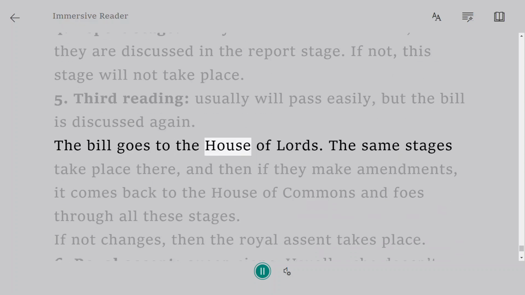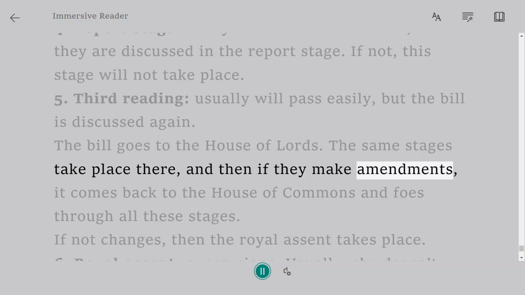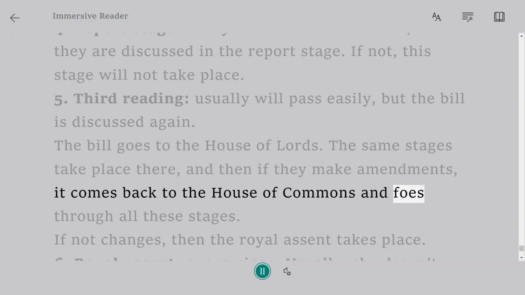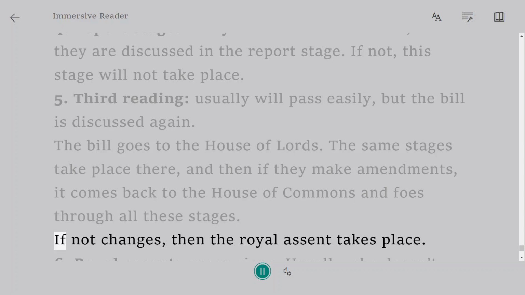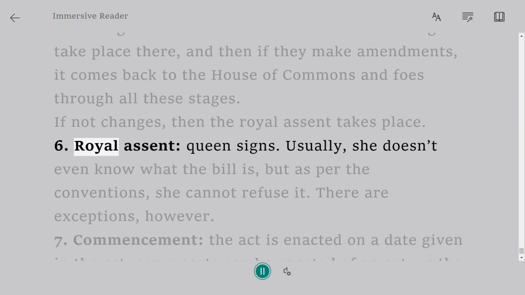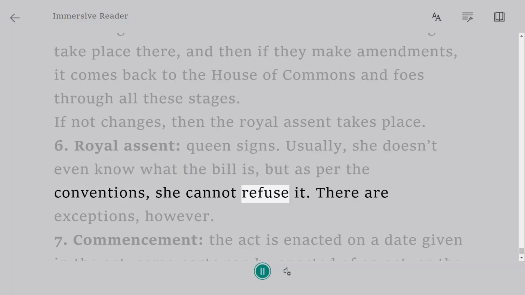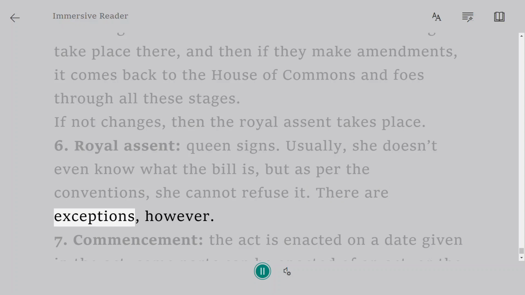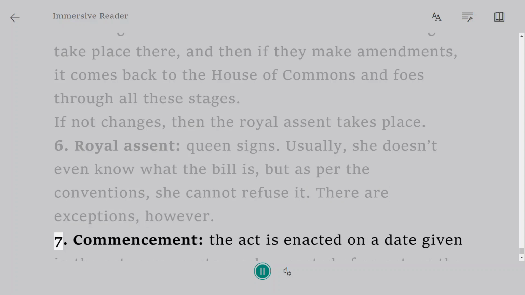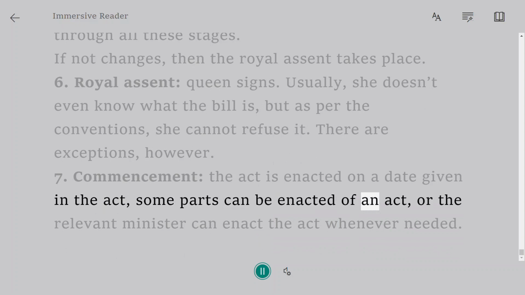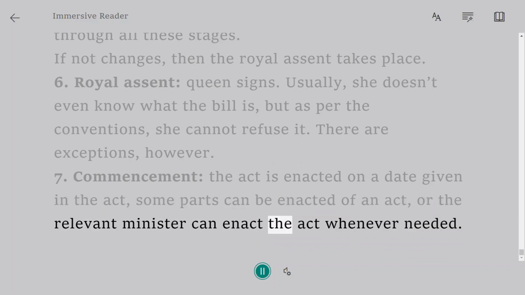The bill goes to the House of Lords. The same stages take place there, and then if they make amendments, it comes back to the House of Commons and flows through all these stages. If no changes, then the royal assent takes place. 6. Royal assent, the Queen signs. Usually, she doesn't even know what the bill is, but as per the conventions, she cannot refuse it. There are exceptions, however. 7. Commencement, the act is enacted on a date given in the act, some parts of an act can be enacted, or the relevant minister can enact the act whenever needed.